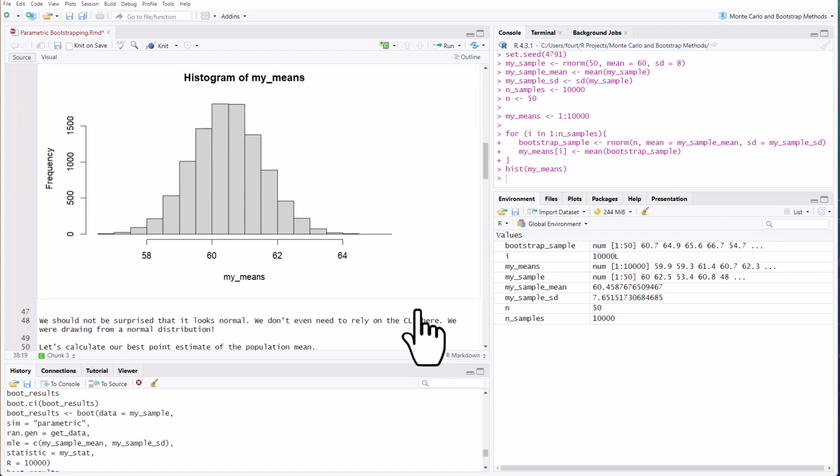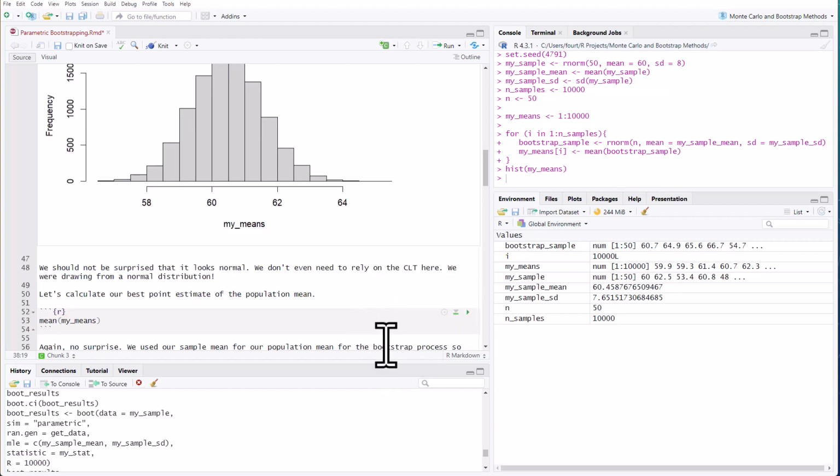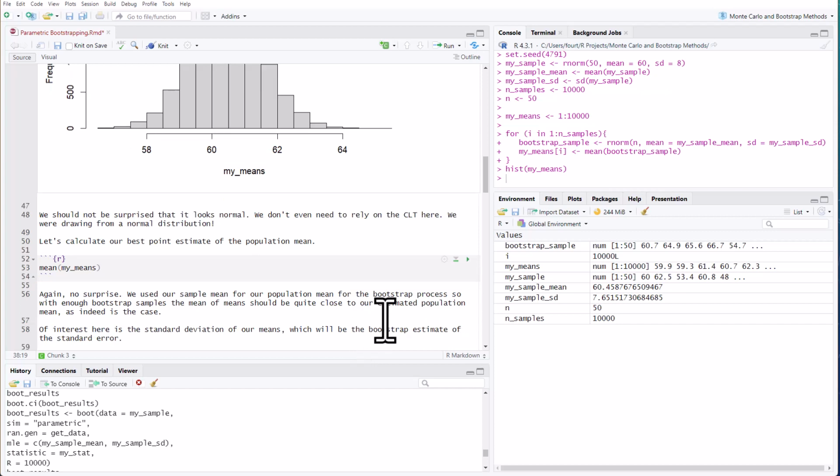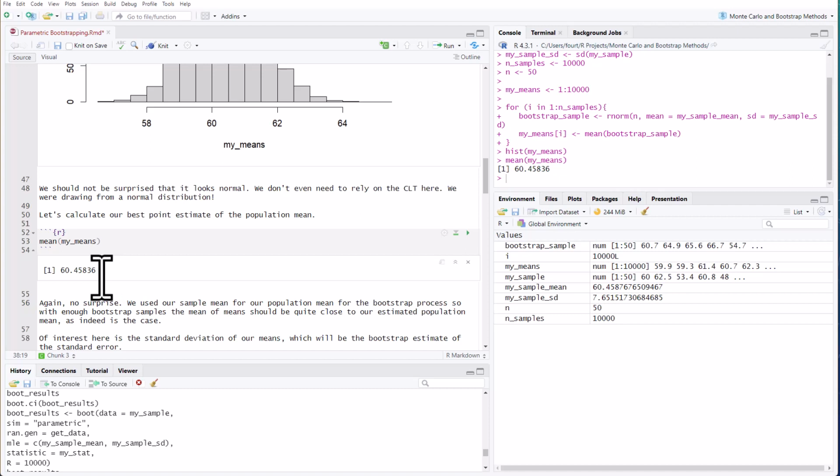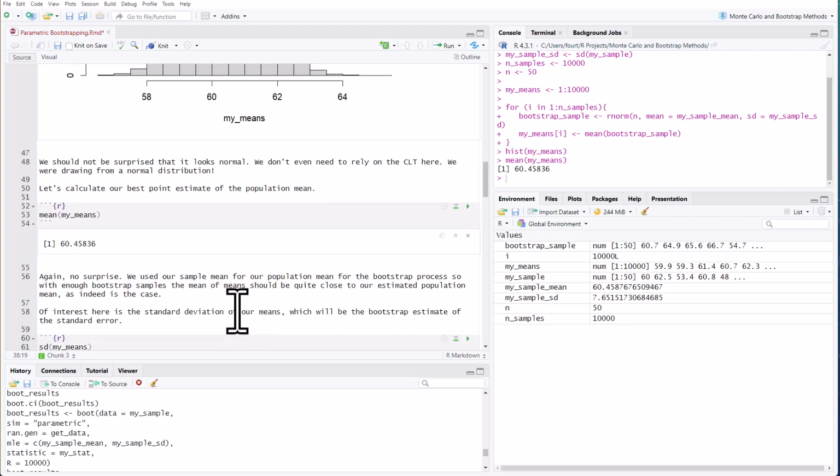We should not be surprised that it looks normal. We don't even need to rely on the central limit theorem here. We were drawing from a normal distribution. Let's calculate our best point estimate of the population mean. Here it is, 60.45836. It's no surprise that we obtained this. We used our sample mean for our population mean. So with enough Bootstrap samples, the mean of the means should be quite close to our estimated population mean.